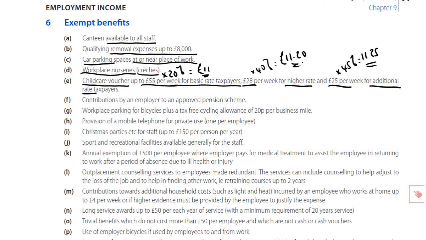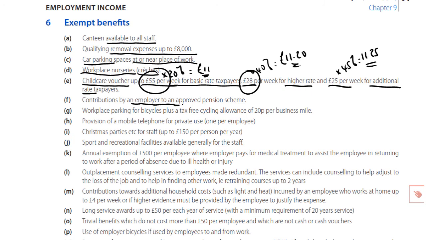So you'd be told in the exam question whether or not the taxpayer is basic rate, higher rate, or additional rate. Again, you pick up those figures and use them in working out what the exemption would be. So if, for example, a basic rate taxpayer were provided with childcare vouchers of £70 per week, then 70 less 55 will be £15 per week as the assessable benefit. If we've got £70 a week for the higher rate taxpayer, 70 minus 28 would be a £42 per week assessment. Again, for the weeks provided, if it was all 52 weeks, you can multiply it out and you'd have the assessable benefit of the employee. Go above those levels of exemption, it is then assessable.